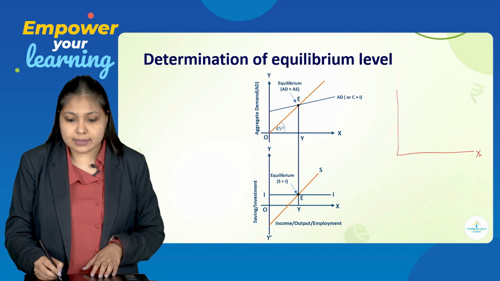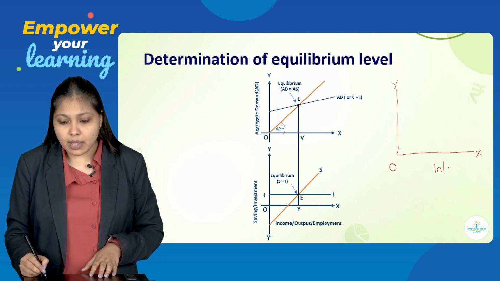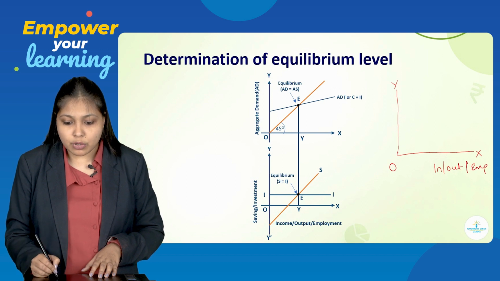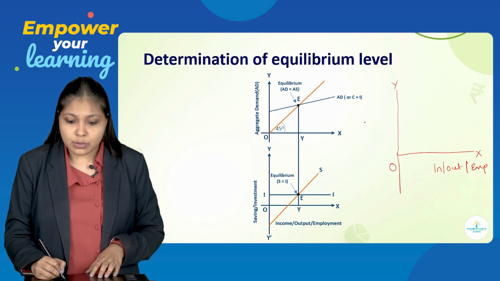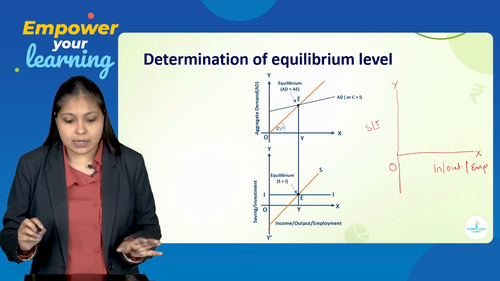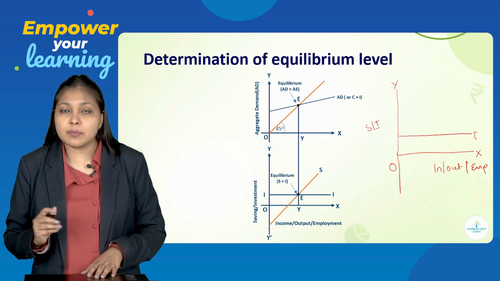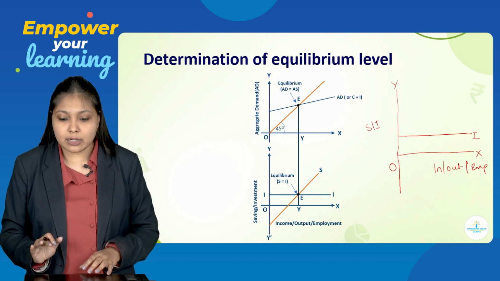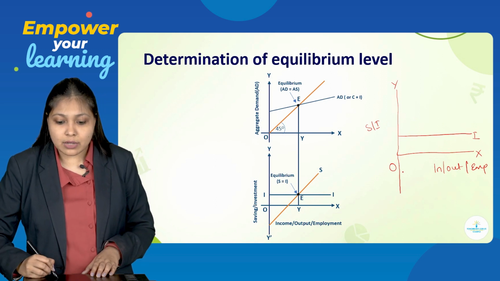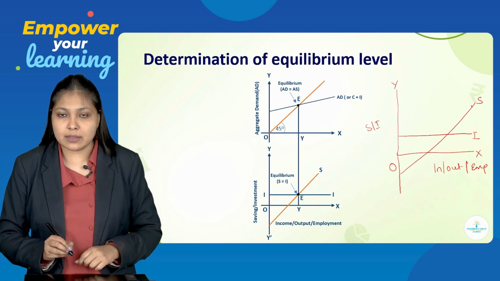This is your x-axis, y-axis, 0, income, output and employment. Here you have to draw the saving curve, which is negative, so let us take it over here. Here you have S and I, that is saving and investment. Autonomous investment is a straight line parallel to the x-axis. The saving curve is something like this. So, this becomes your saving curve.